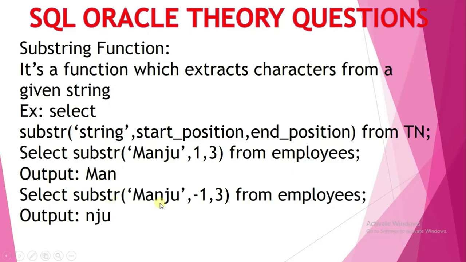Select substring of the MANJU string, comma -1, comma 3. From this side it will start and it extracts 3 characters, that is NJU.